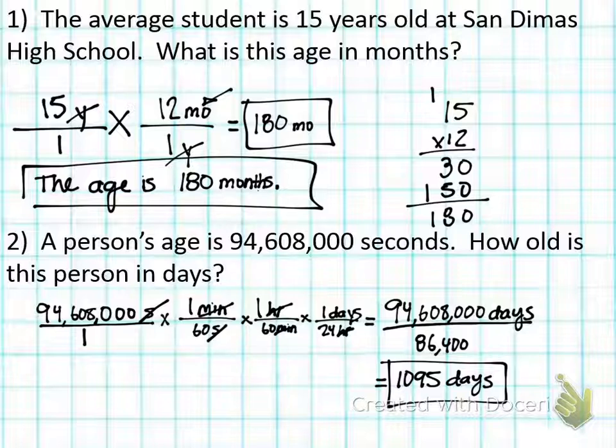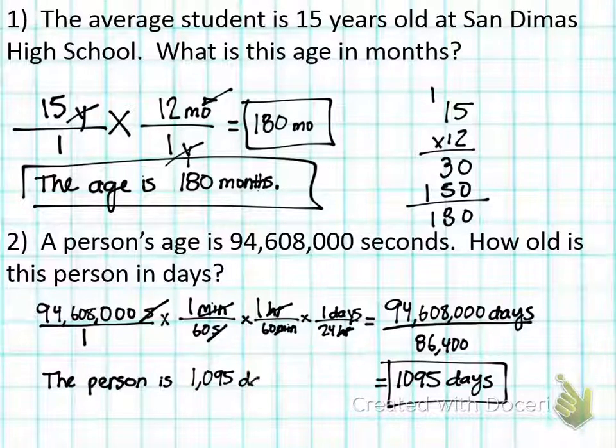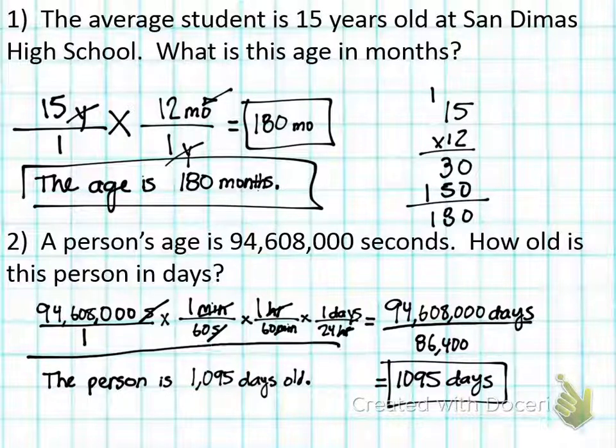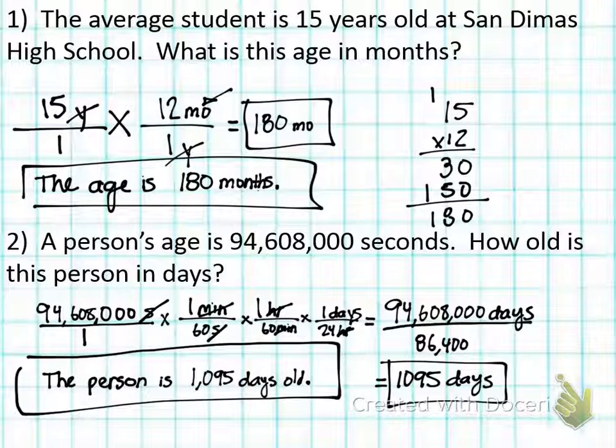And of course, we end off our problem with a complete sentence answer. The person is 1,095 days old. And that's it. Put a period at the end and we're all done. Box your answer if you want, but I just boxed.